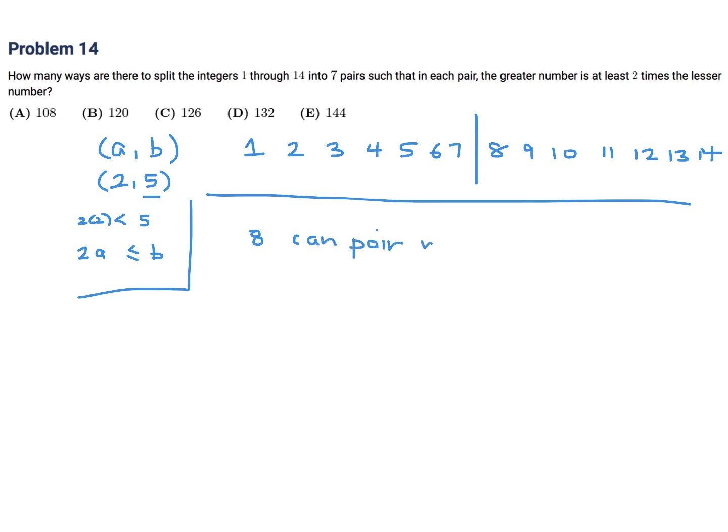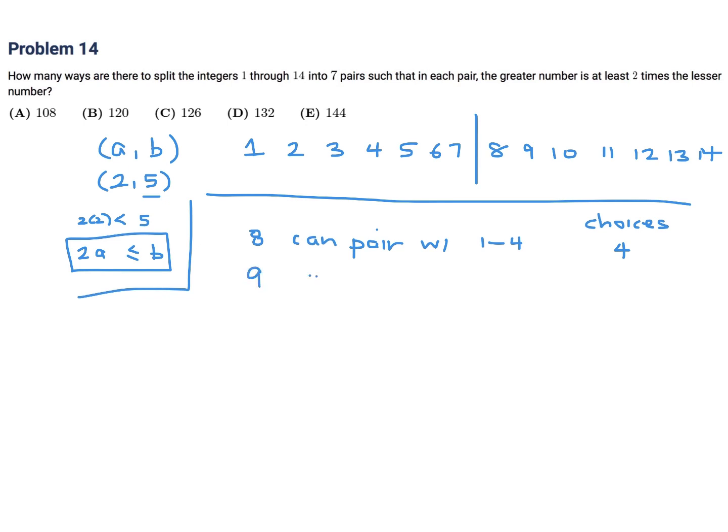with pretty much anything from 1 to 4, right? Because I can't put a 5, because then 8 wouldn't pair with it. It wouldn't hold this property. But it can pair with anywhere from 1 to 4. So in terms of choices, we've got 4 choices for the 8. It couldn't pair with any of the bigger ones because then the property wouldn't hold true. All right, so let's keep going.